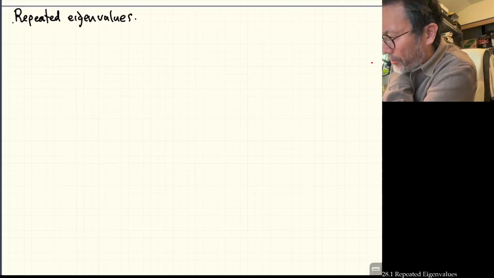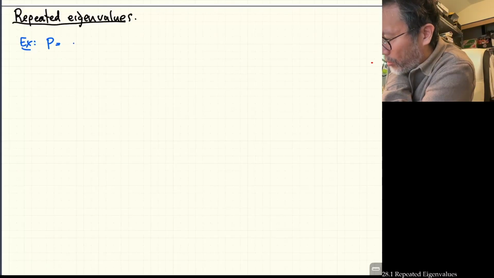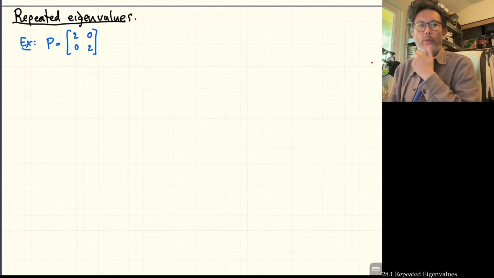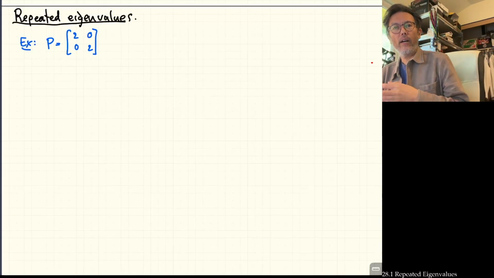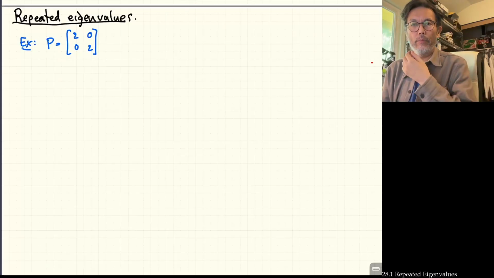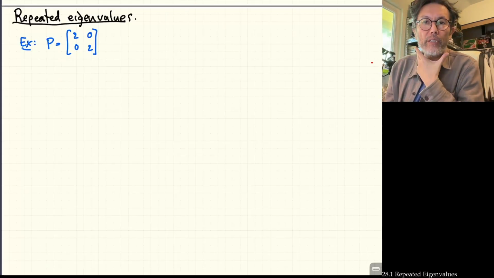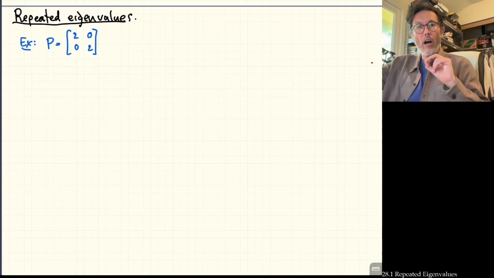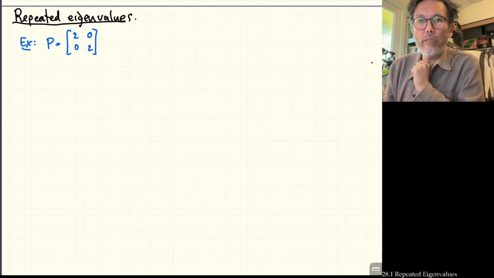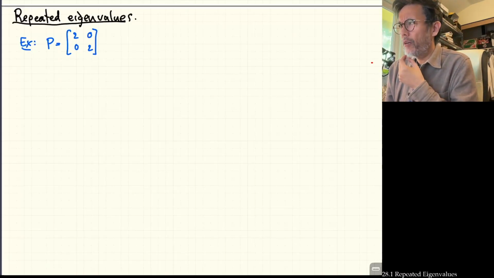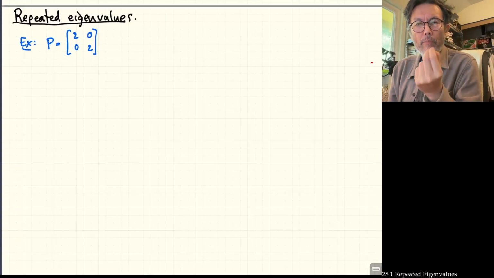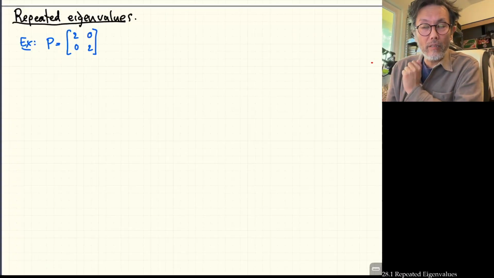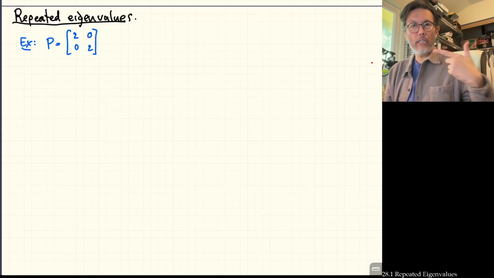So a very concrete example of this phenomenon would be something like the following. Consider the matrix P equals 2, 2, 0, 0. This is often called a diagonal matrix because the only non-zero entries live on the diagonal. The off-diagonal entries in particular are 0. It's also sometimes called a scalar matrix because notice that the diagonal entries are identical. They're both 2. All right, and this is going to be important.